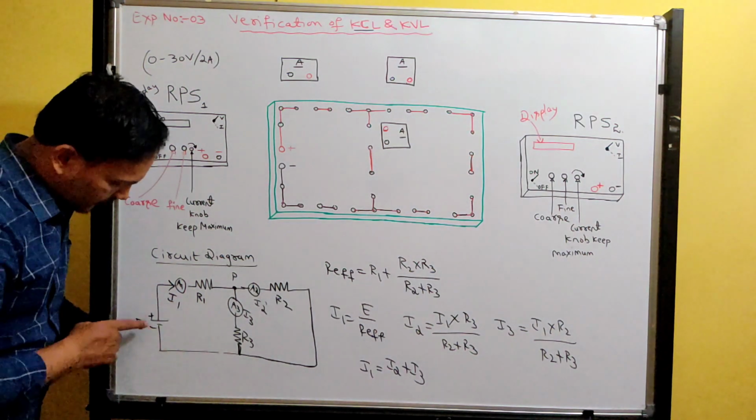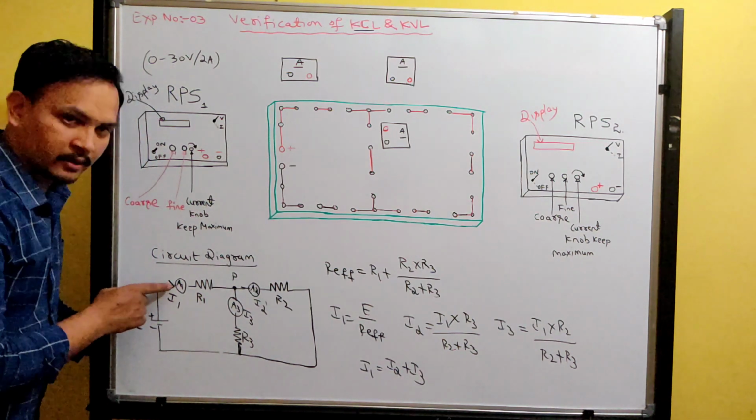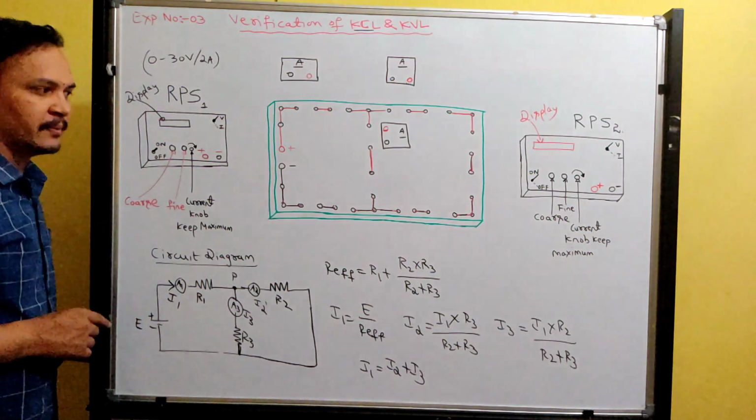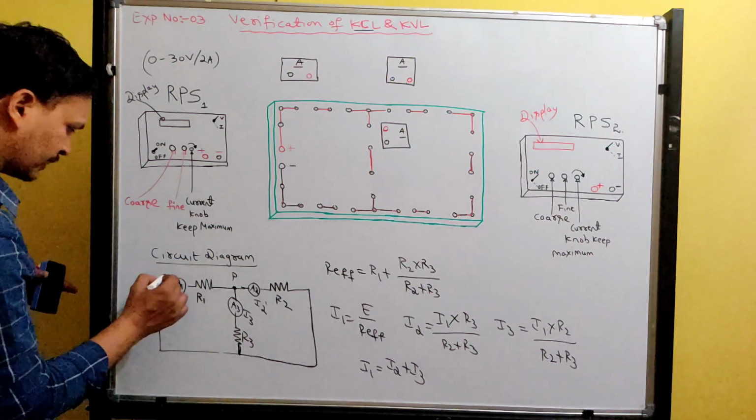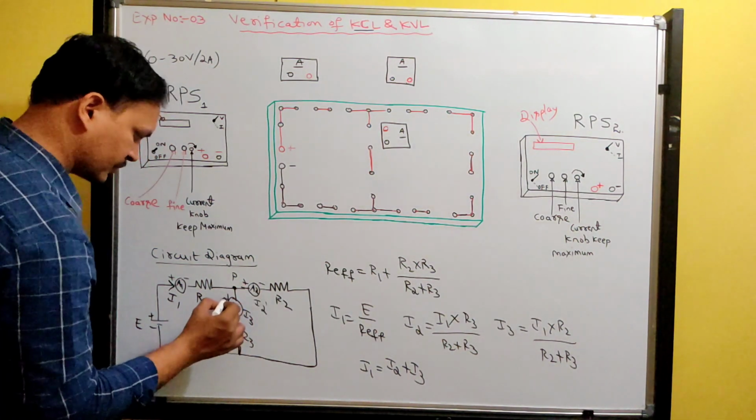Look here guys, where plus is connected to the ammeter. Plus is connected to the ammeter. See, we should write here plus and minus, plus minus, plus minus.